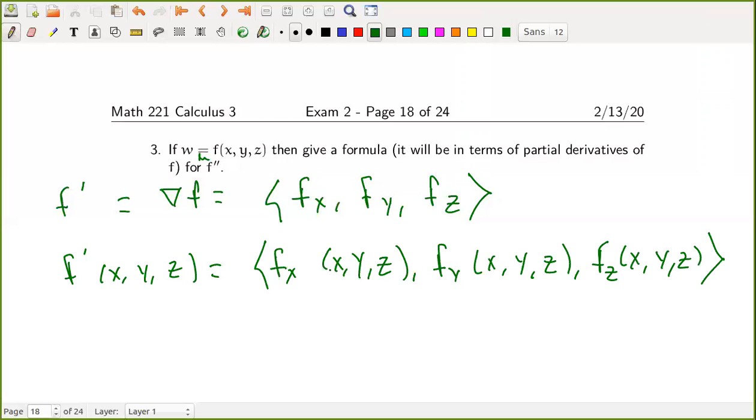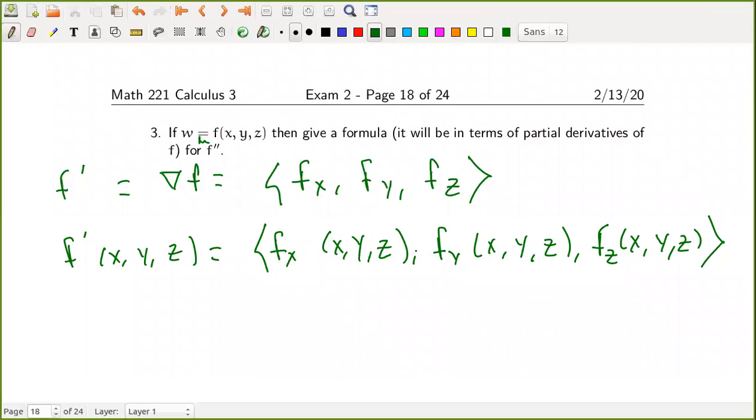Okay, so this right here is a vector. It is a function of three variables, and its output is three variables. So it is an R3 valued function of three variables. So f prime is a function. When we think of it like this, f prime is a function going from R3 to R3.